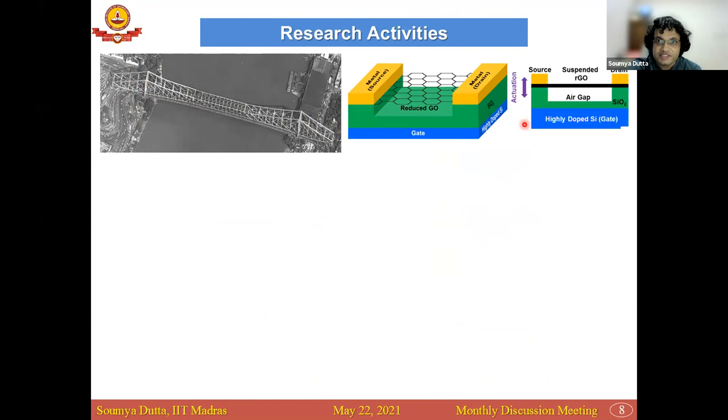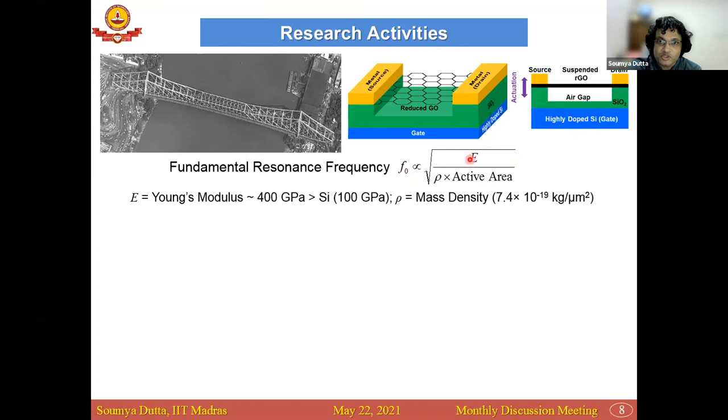This is the cross-sectional diagram, and you can apply some field, and that will actuate this suspended structure. It will have a fundamental frequency, which is related to the Young's modulus of the film and the mass density. Now, in graphene, the Young's modulus is very high and the mass density is very low. So we can think about very high frequency applications. And this frequency depends on the mass, so if anything sits on it, for example receptors, it can be a very sensitive sensor.